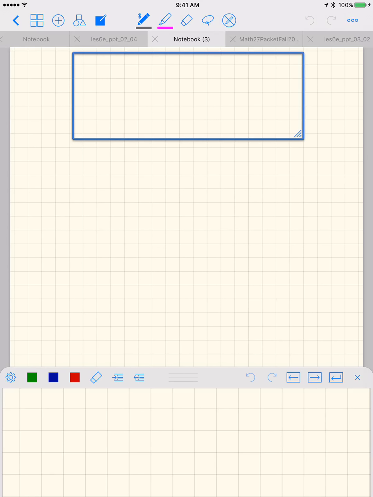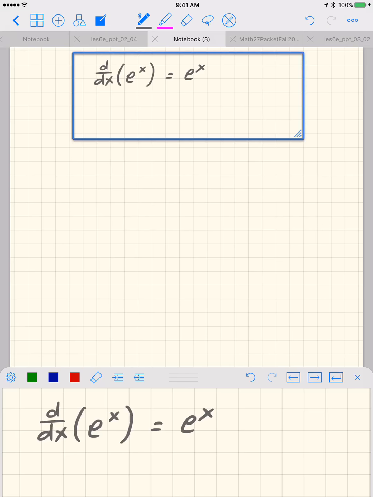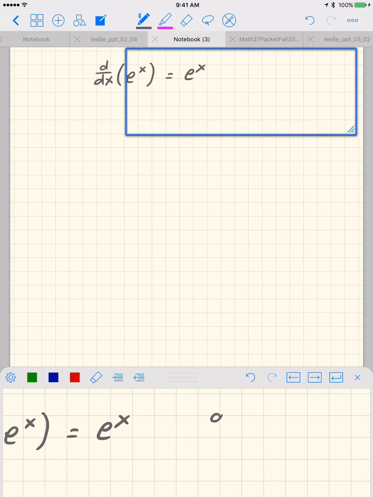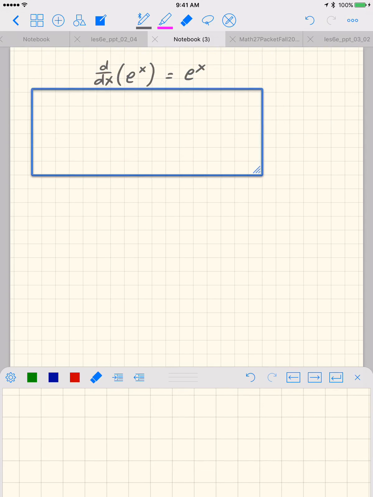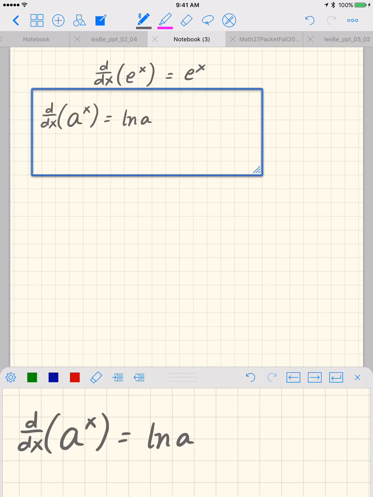d dx of e to the x equals, what is it equal to? E to the x. Now, d dx of a to the x, well, we're going to run out of room. I wrote too big. So let's put it on a second one here. d dx of a to the x equals natural log of a times a to the x. So now this is a constant, right? Does everybody get that? Constant.